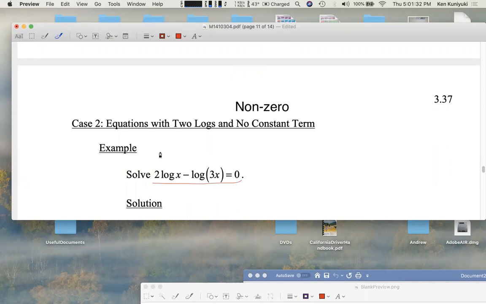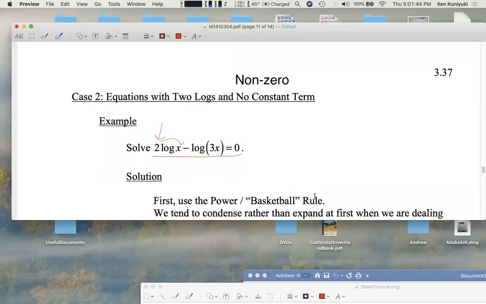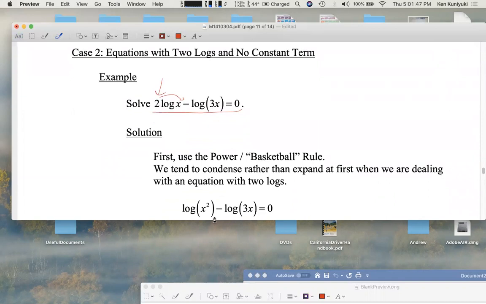Now, it turns out this 2 is really in the way. So what can we do with this? We can use the power rule. This time, it's a basketball. And we get log of x squared minus log of 3x equals 0.